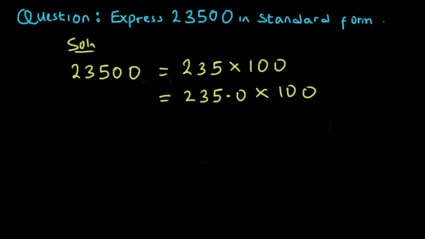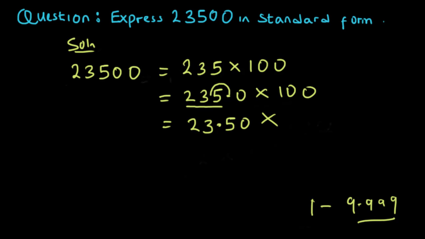Does this make sense? Now 235.0, remember our a must be between 1 and 9.999, and 235.0 is bigger than 9.999. So we move the decimal point to the left one time. So we are going to be having 23.50 times, now because we move the decimal point to the left once, we add another 0 to 100. So we'll be having 1000. Does this make sense? Now we have 23.5.